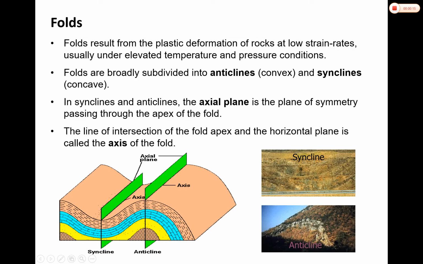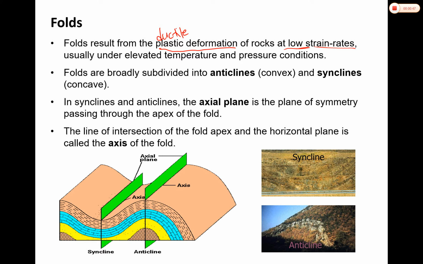Okay, fold result from the plastic deformations or ductile deformation of rock at low strain rate. Okay, usually under elevated temperature and pressure conditions. Maknanya it happens slowly. Strain rate, maknanya perubahan tu secara perlahan. Strain is the deformations, okay, the changes.